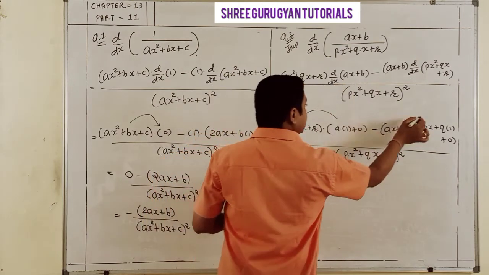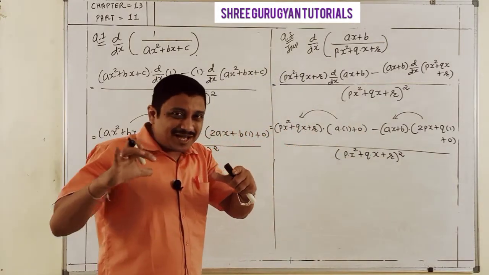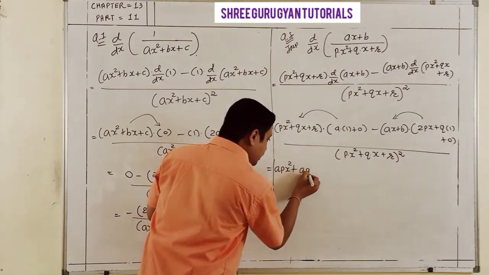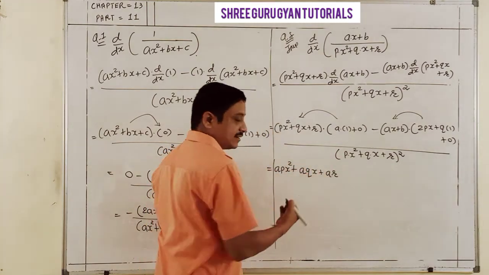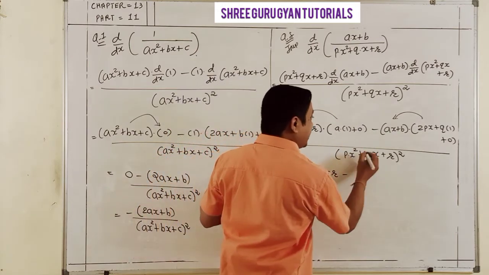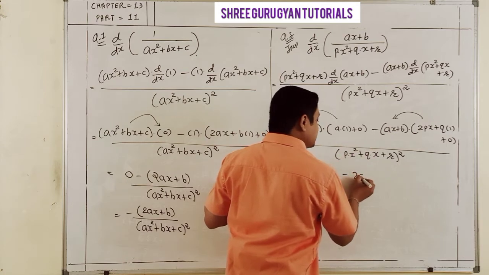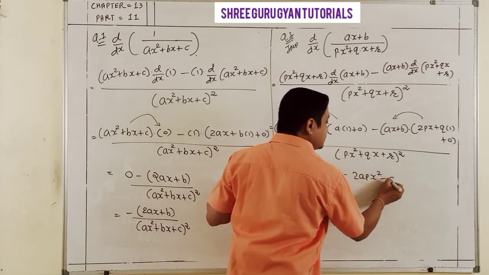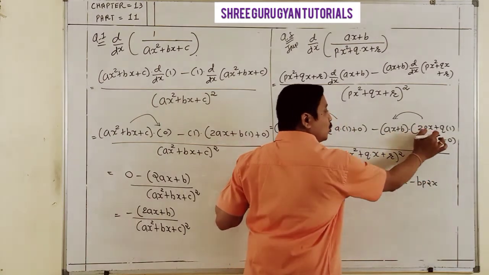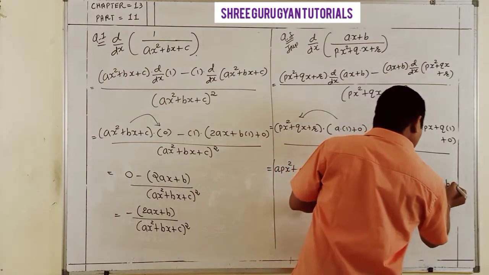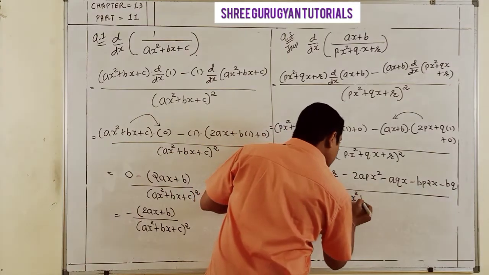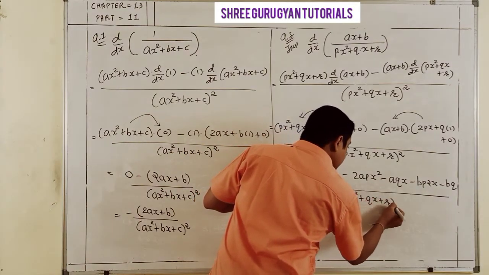This a multiplies and that a multiplies, expand fully. So here a times px square, aqx, ar, and on that side the minus also multiplies, and inside the expansion minus ax is multiplied. So twice apx square minus aqx minus b twice px, b into p into twice x, minus b into q, and last the denominator same px square plus qx plus r the whole square.